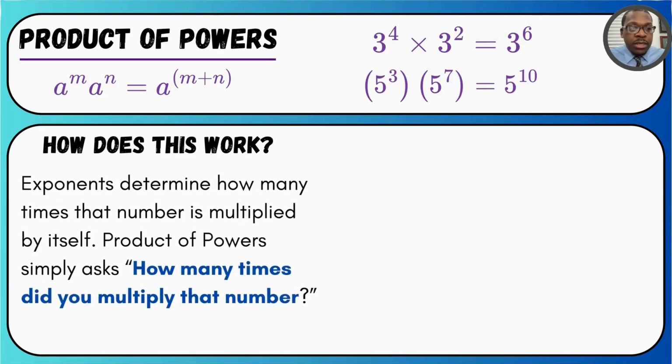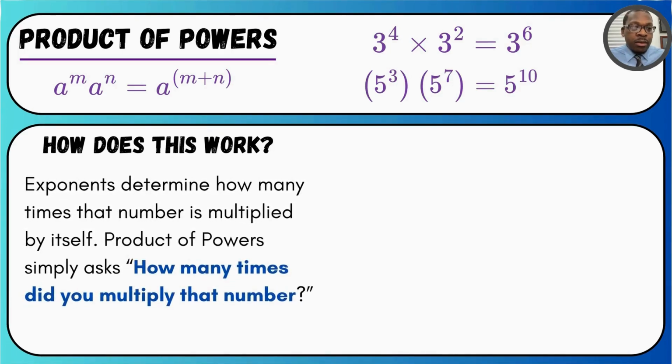Right. When we look at these situations, we look at the exponents because we're trying to simply determine how many times that number was multiplied by itself. All we're asking is how many times did we multiply that number? So let's take a look back at our first example, which was 3 to the fourth times 3 to the second. Now, if we expand it, if we just look at it from a different aspect, 3 to the fourth power means what? And please don't tell me 3 times 4.